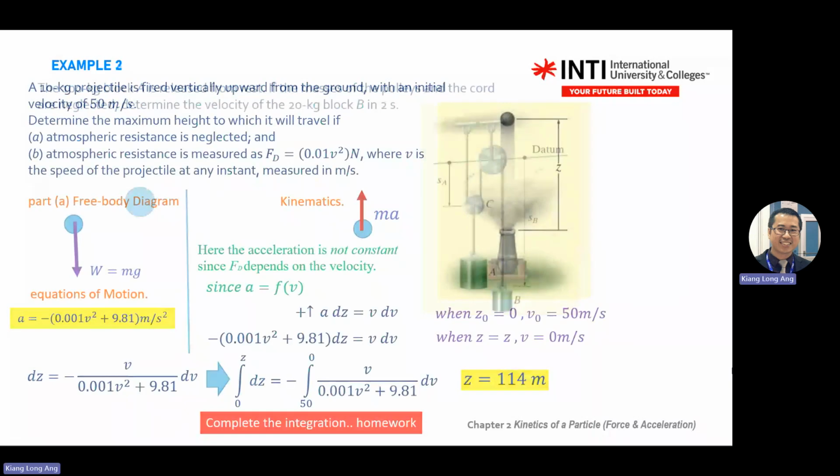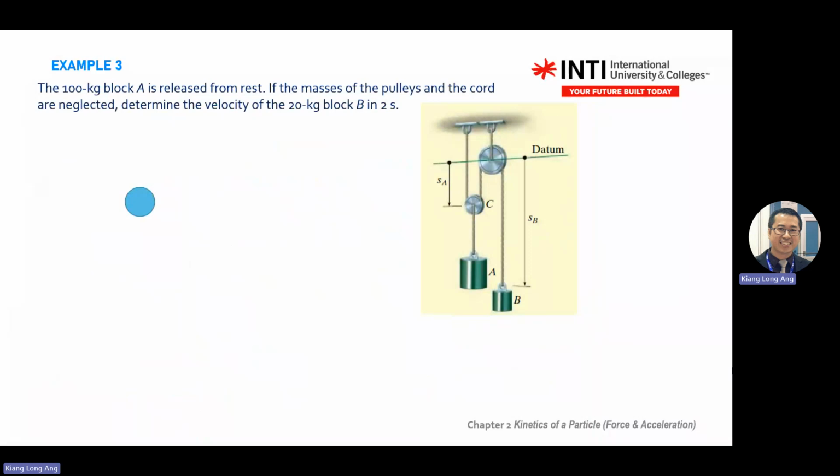Okay, we go for one more, then we have a short break. Now, example 3. I think you're still fresh, right? When you see a pulley, it's not necessarily a chapter 1 question. It can be a chapter 2 question. Chapter 1 question, you only deal with velocity, acceleration, time, and position. If the question asks you about force, it's a chapter 2 question.